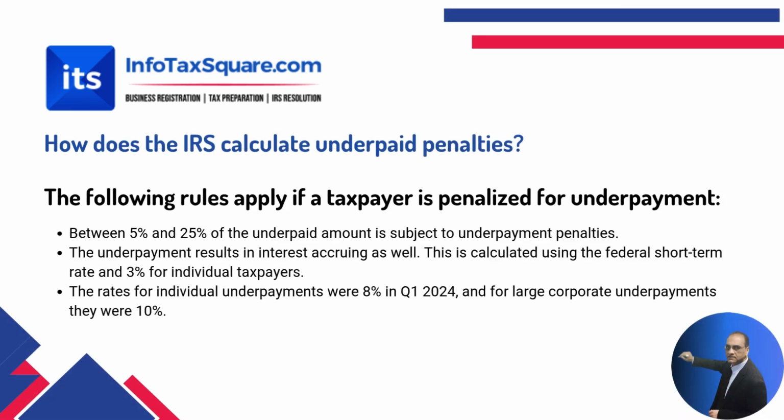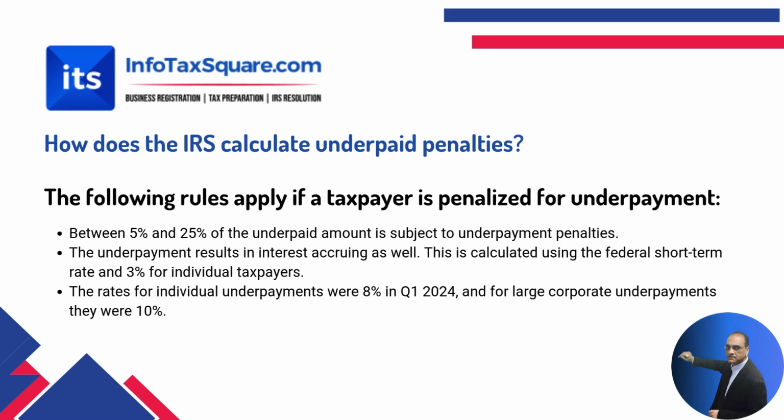Now I am going to share a few characteristics of how the IRS calculates underpaid penalties before I explain it with an example. Number 1. Between 5% and 25% of the underpaid amount is subject to underpayment penalties. Number 2, the underpayment results in interest accruing as well. This is calculated using the federal short-term rate plus 3% for individual taxpayers.